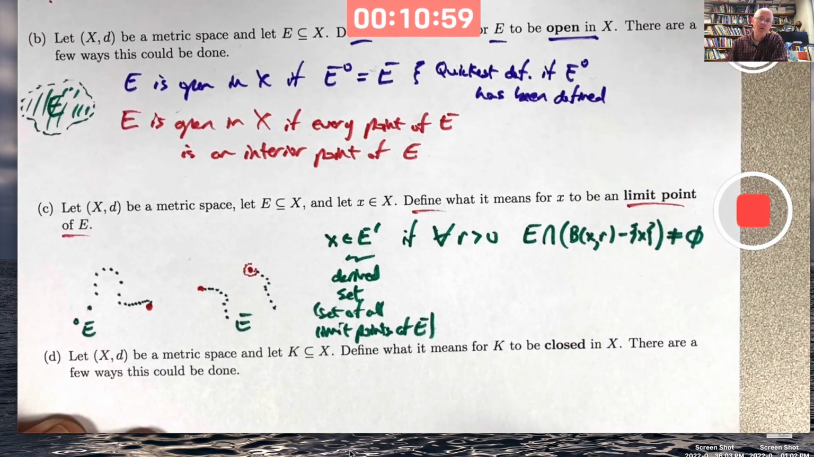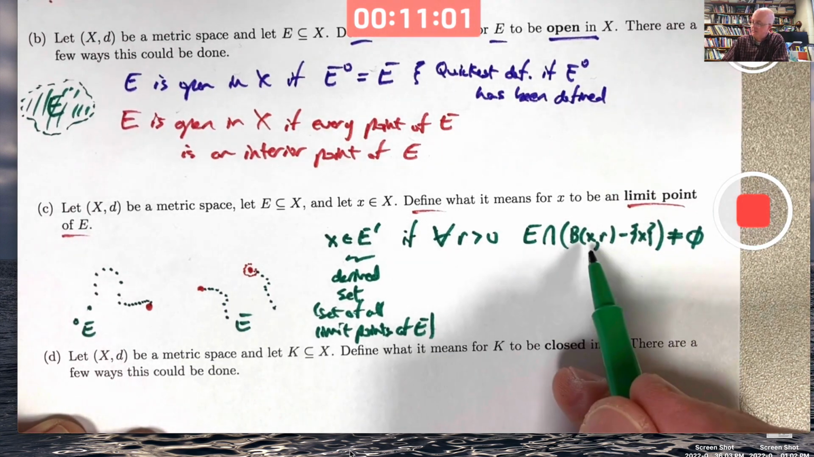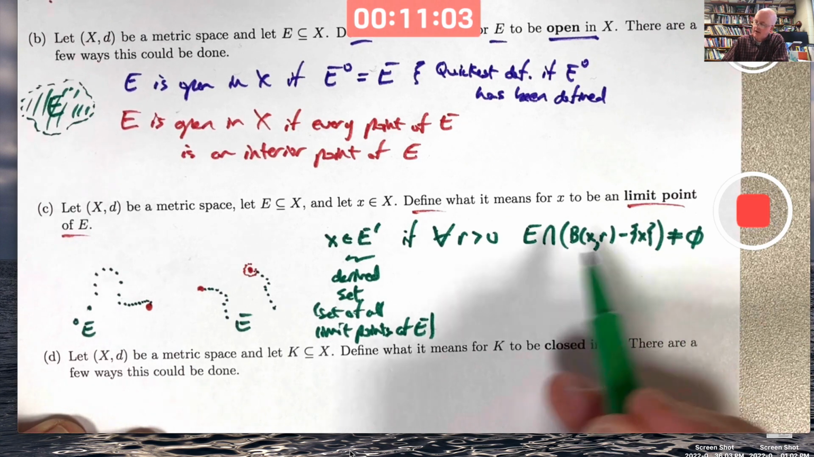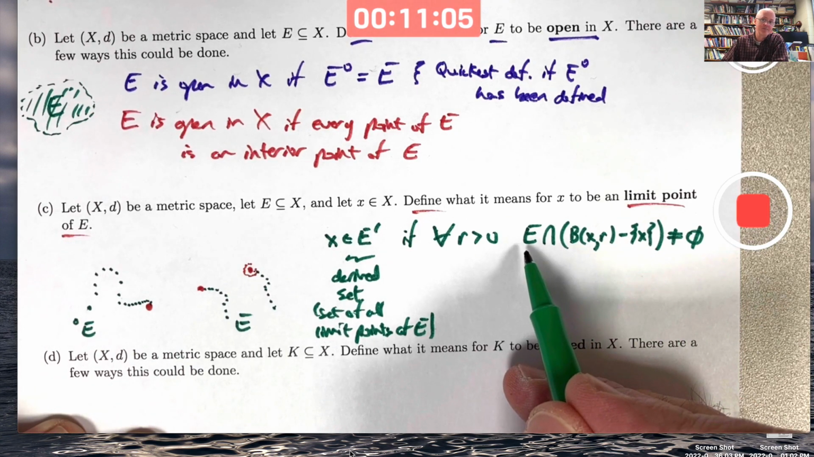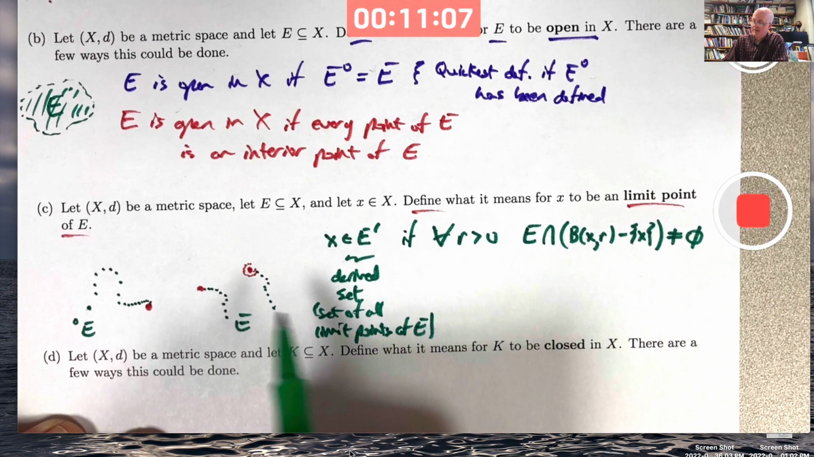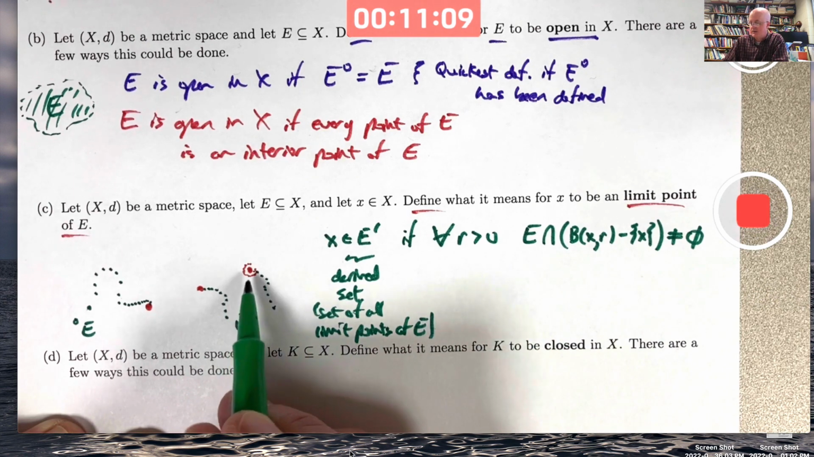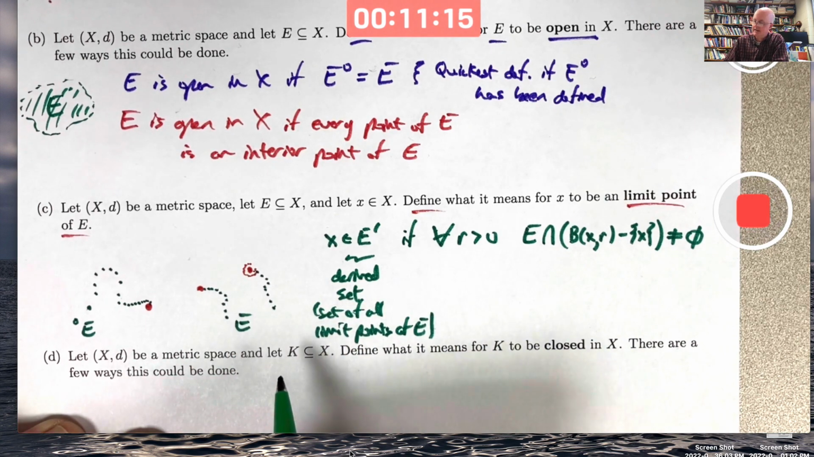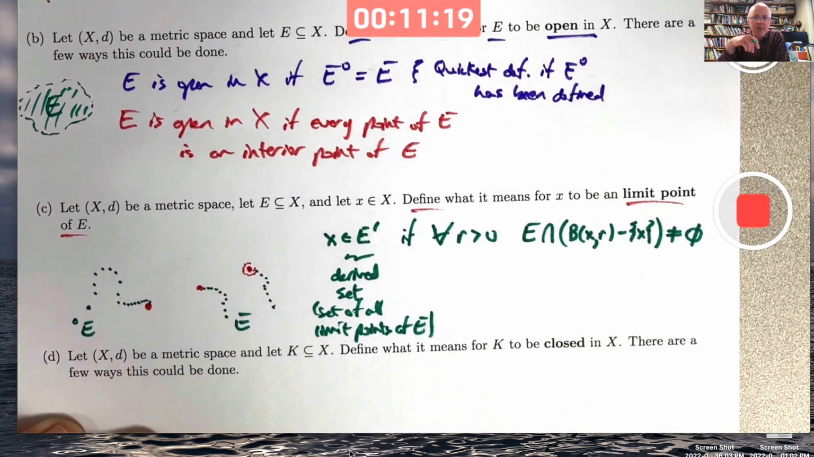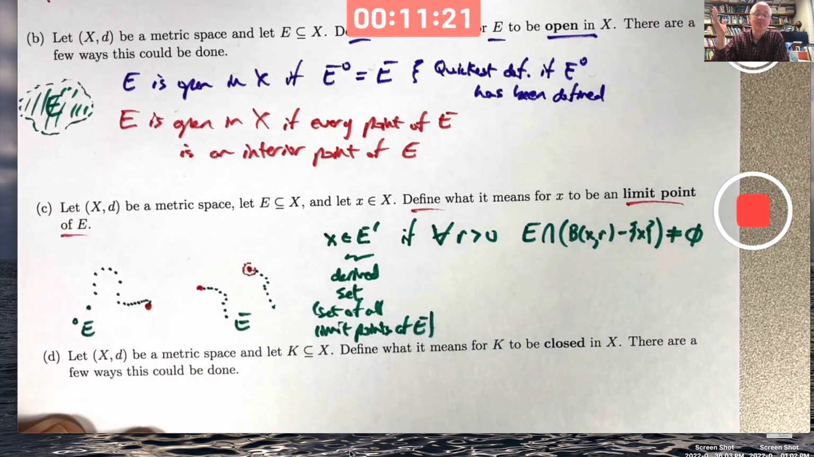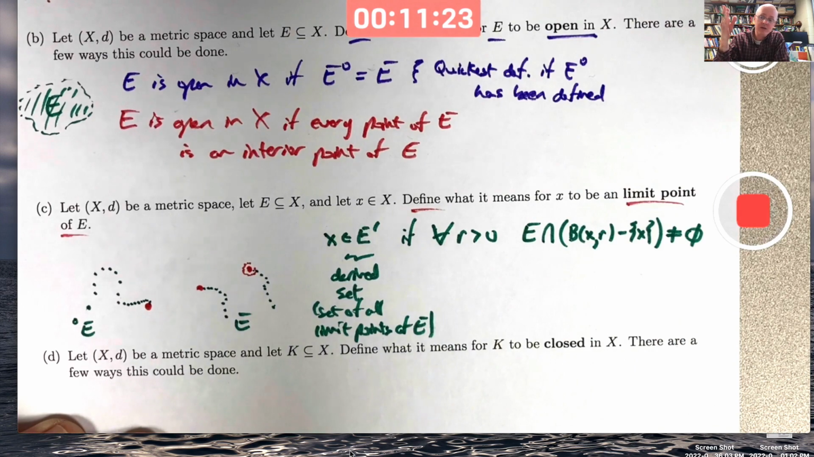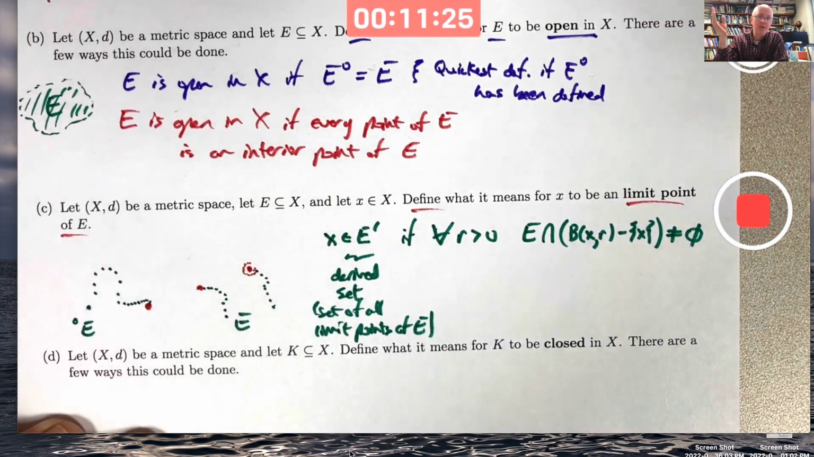There's some point, call it Y, in that open ball that's not equal to X, and also Y is in E. Okay? No matter how small this little red circle is centered at this point that's going to be a limit point, there's some green point in that set that's not the red point. Is the red point part of E or not? I haven't said. The red point might be part of E. The red point might not be part of E.